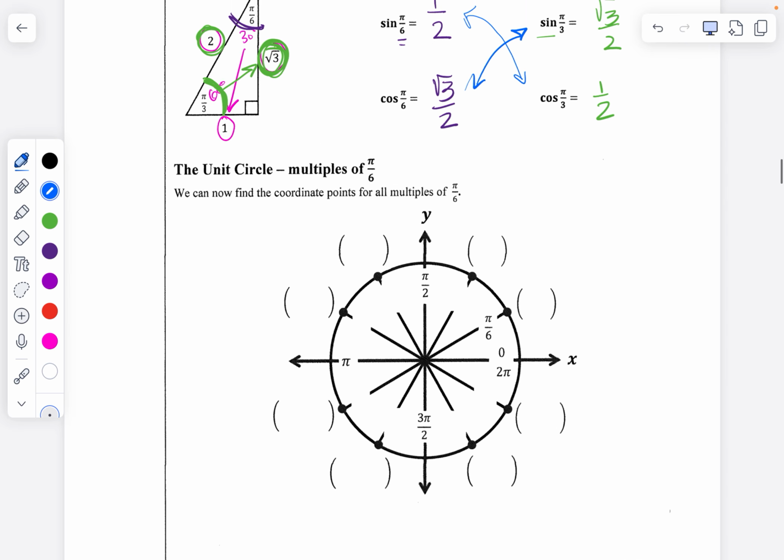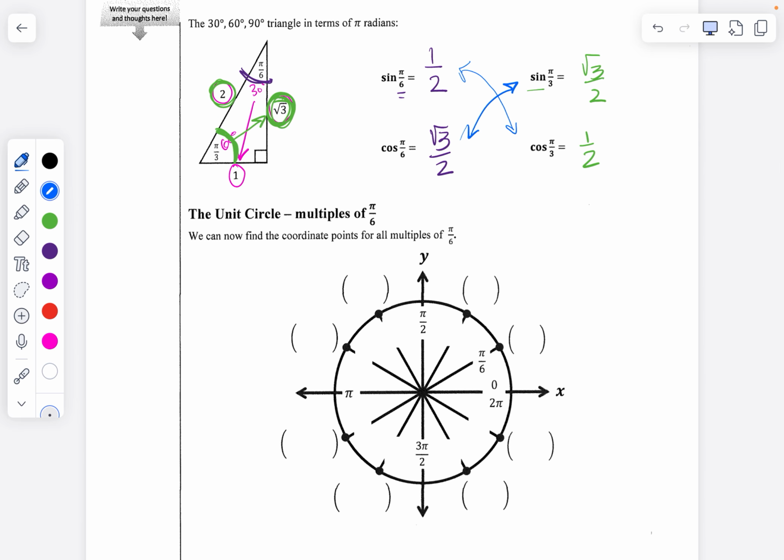So let's use what we just learned and put it all over the circle. So keep in mind, here's our pi over 6. That's like a 30-degree angle. That's right here, okay? So if I know that, remember that our x comma y is cosine comma sine. So what do we know about pi over 6? Well, I know the cosine of pi over 6 is root 3 over 2, and the sine is 1/2.